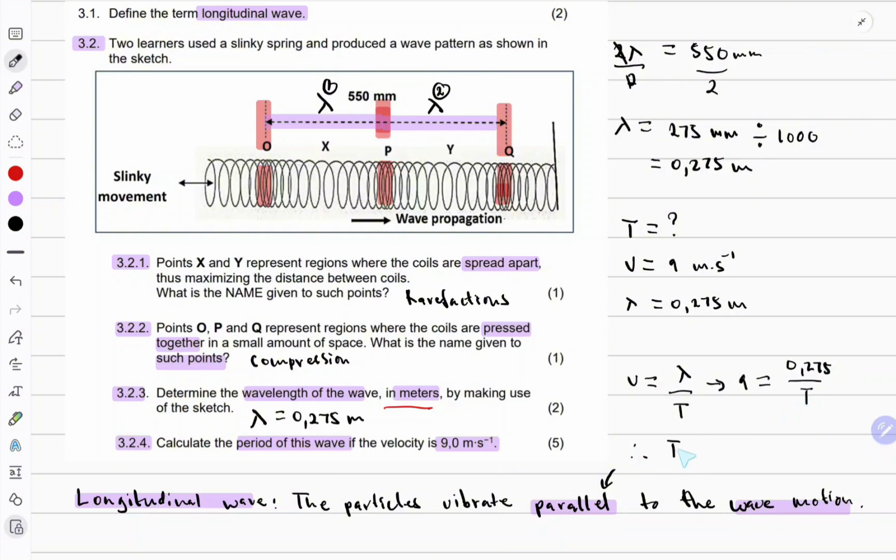Therefore, if you rearrange the equation and solve for T, the period should be equals to 0.275 divided by 9, and this gives us 0.031 seconds, correct to 3 decimal places.